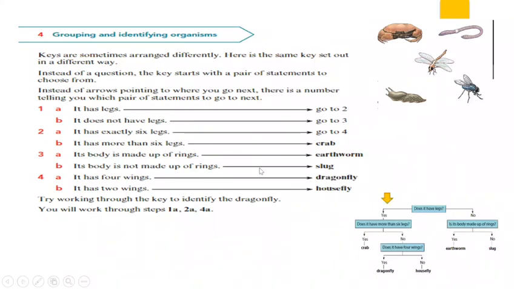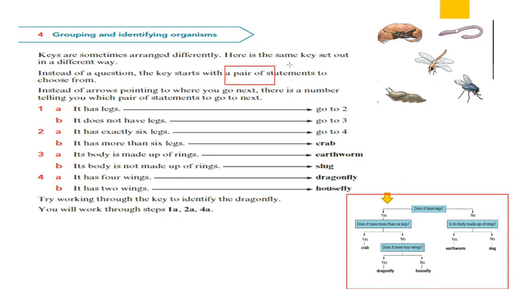We have learned one of the methods here of identifying an organism. There is another method too. Instead of questions, the key starts with a pair of statements. And there is a number telling you which pair of statements to go to next. Here you see the number and here you see a pair of statements.